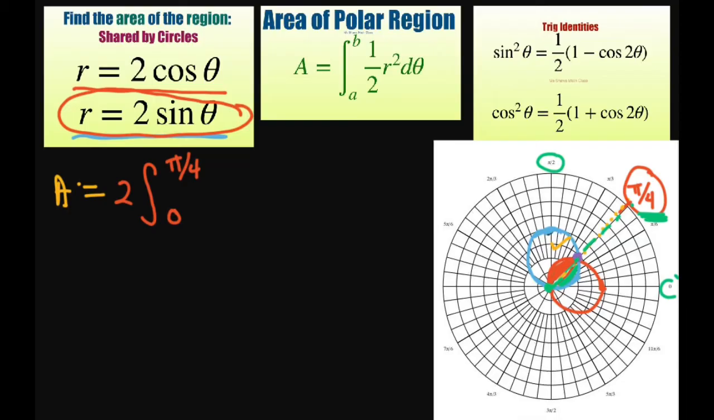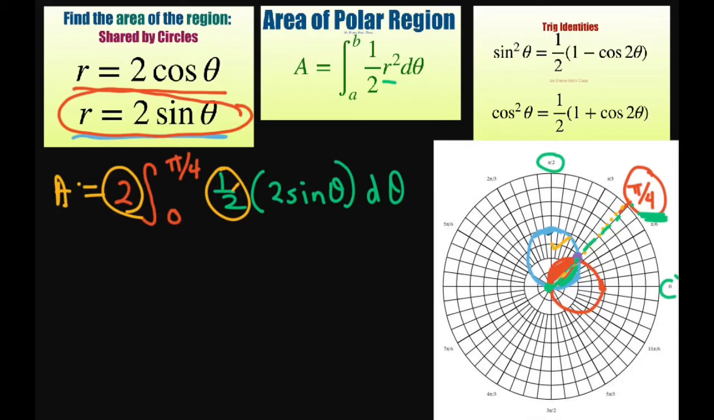So now let's use our formula. This is going to be 1/2 r squared, we're just going to use sine, so 2 sine, d theta. Okay, so 2 times 1/2 is just 1. So those are going to disappear. And we're going to get the integral from 0 to pi divided by 4 of 2 sine of theta, squared. Forgot my square. So this is going to be 4 sine squared of theta d theta.